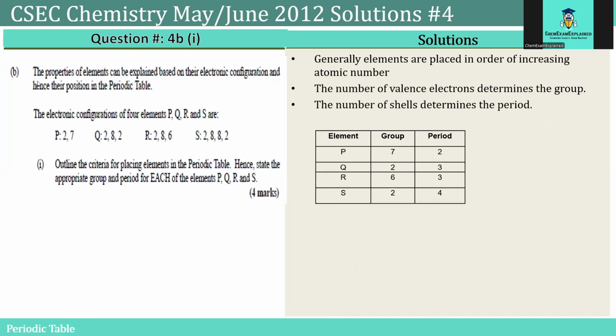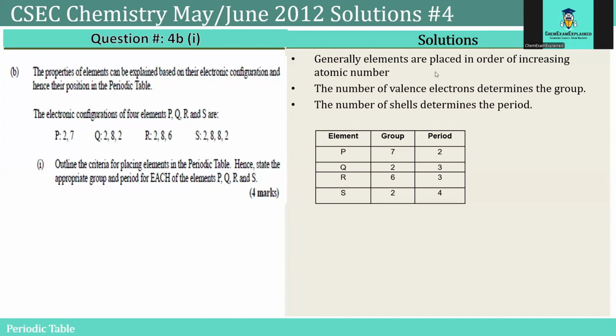4b. The properties of elements can be explained based on their electronic configuration and hence their position in the periodic table. The electronic configurations of 4 elements P, Q, R, and S are P 2,7, Q 2,8,2, R 2,8,6, S 2,8,8,2. B, Part 1. Outline the criteria for placing elements in the periodic table. Hence, state the appropriate grouping and period for each of the elements P, Q, R, and S. So let's answer the question.